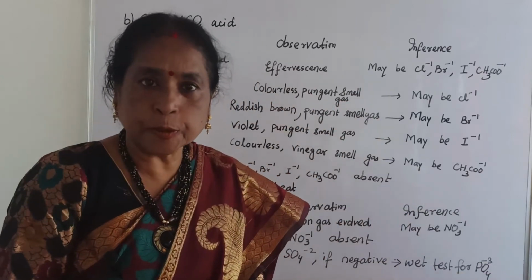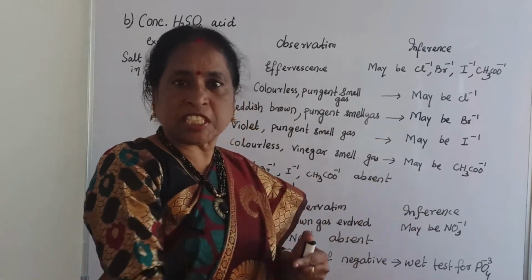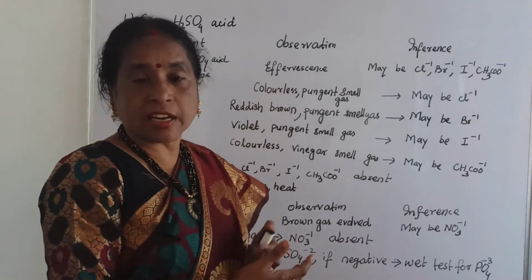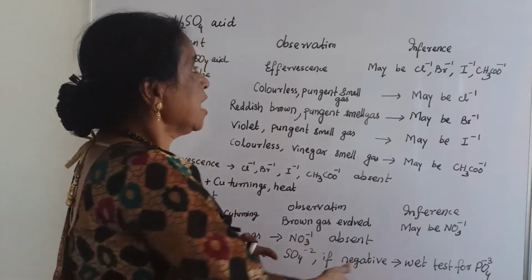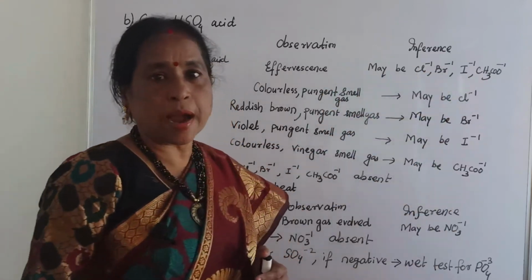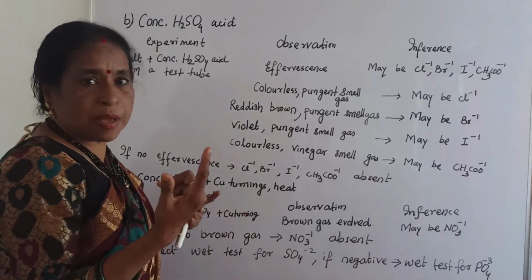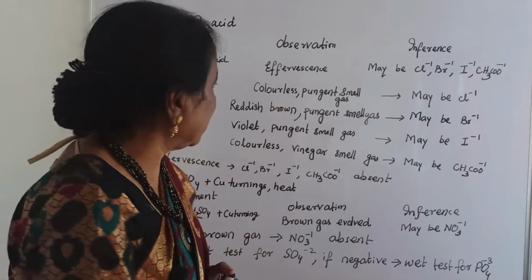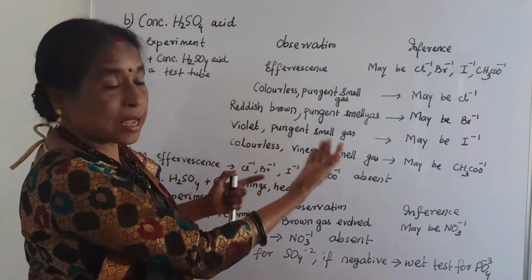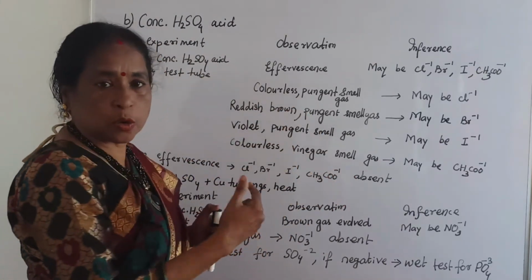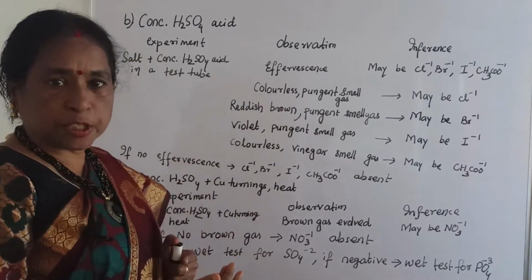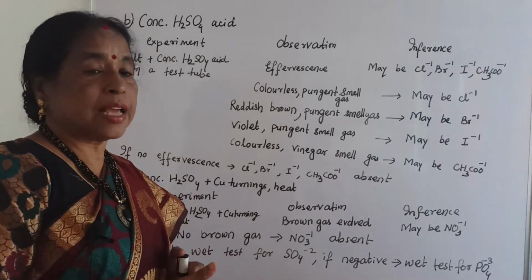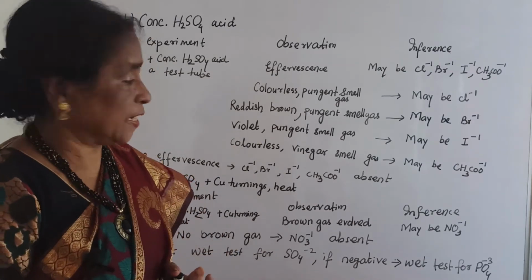Again see, if there is no effervescence with dilute sulfuric acid, leave that test tube. Take another test tube. Take the salt, the new salt that is given, and add concentrated sulfuric acid and check whether any reaction, any effervescence takes place. If yes, then it is maybe chloride, bromide, iodide or acetate. Only one may be present, not all. Out of the four radicals, one may be present. Then what may it be? Colorless pungent smell, chloride; reddish brown color pungent smell, bromide; violet and pungent smell, iodide; vinegar smell, that is acetate.